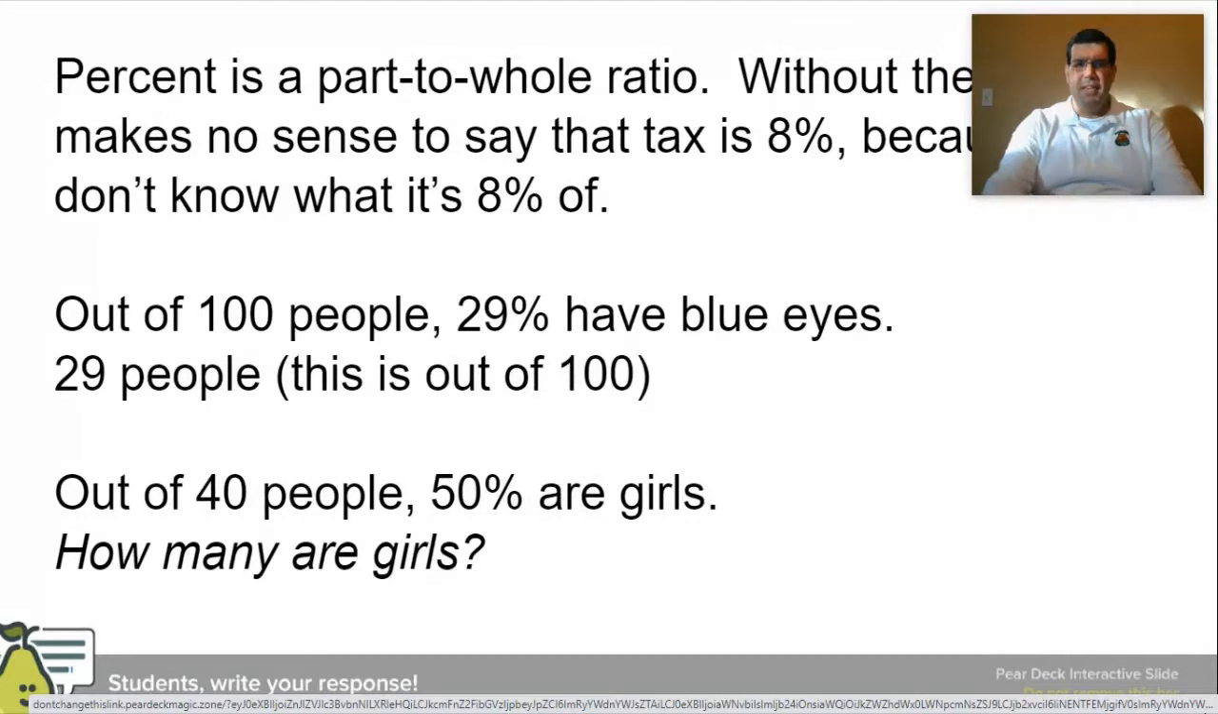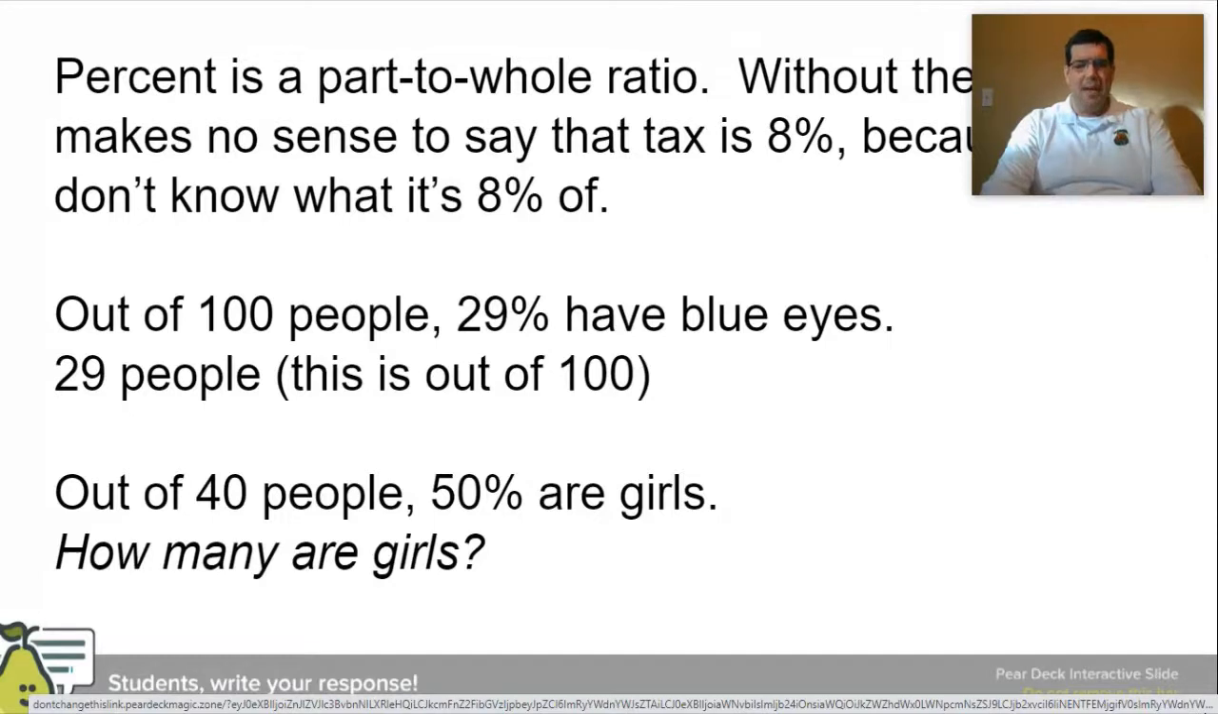You should have said that 29 people have blue eyes, because literally it's out of 100, and 29 out of 100 is 29%. And the sun's shining right in my eyes through the window, so you're going to see this funny glare and this funny shadow behind me, but just ignore that.